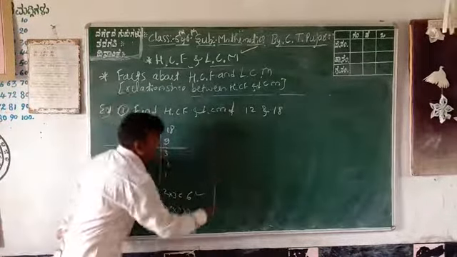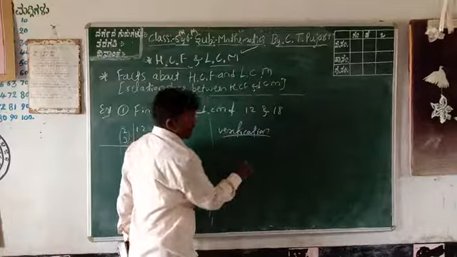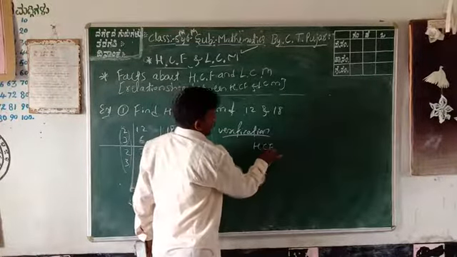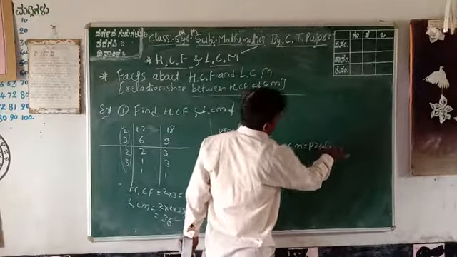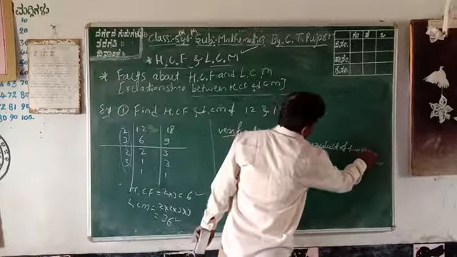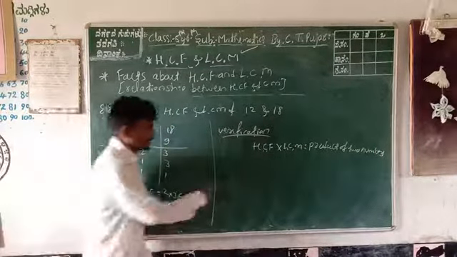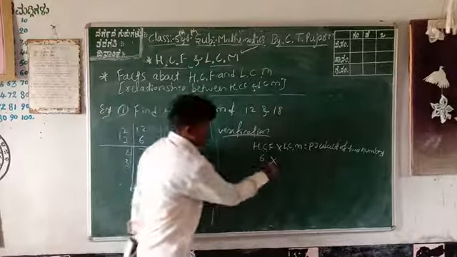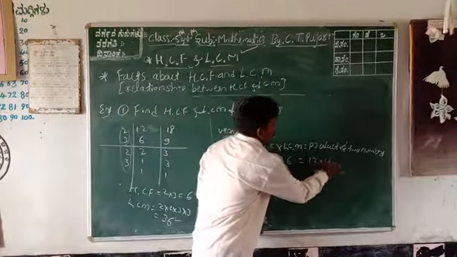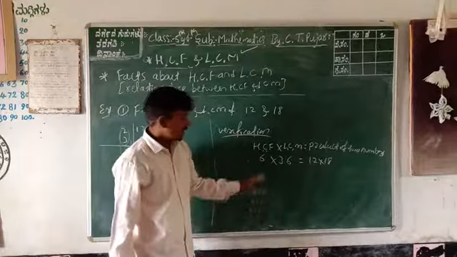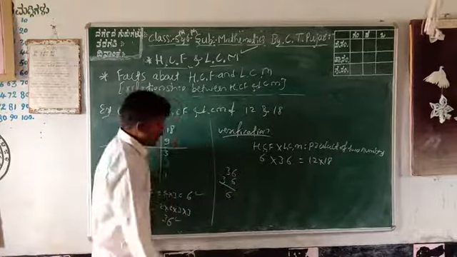Okay, you can verify. Verification: the product of HCF and LCM. HCF into LCM is equal to the product of two numbers. HCF is 6, into LCM 36, is equal to the product of two numbers, 12 into 18. 36 into 6: 6 6s are 36, 6 3s are 18, 18 plus 3 is 21.